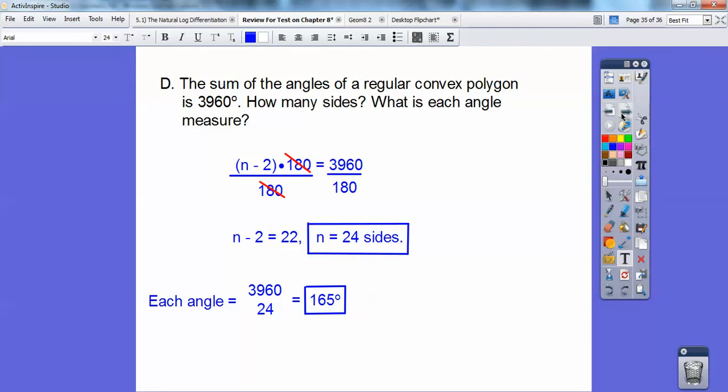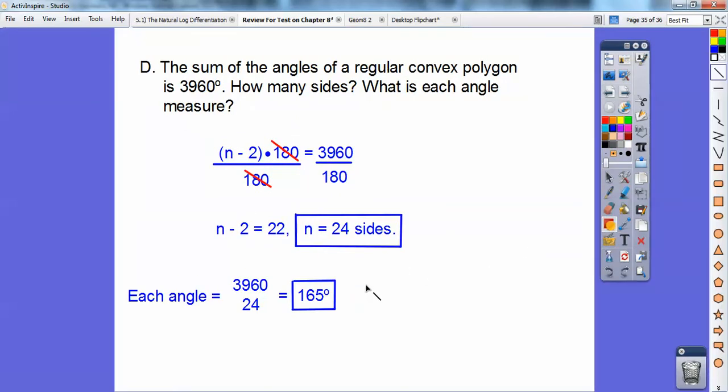So go ahead and take the 3960 and divide it by the 24 equal sides, and you get 165 degrees. So 24 sides, each angle is 165 degrees.